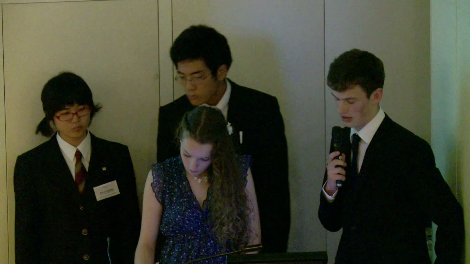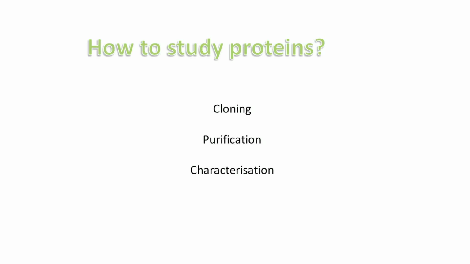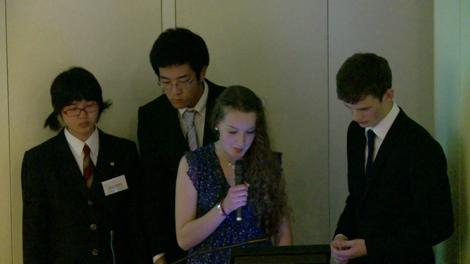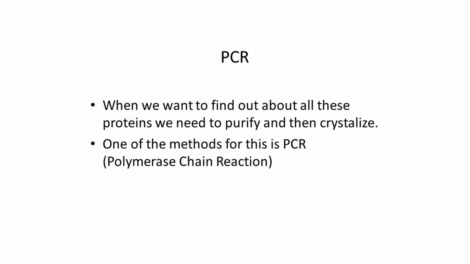This involves what's called PCR, which we're about to talk about in a minute. You then have to purify it, because other proteins will still be made and you don't want them. Then characterization is where you look at it and figure out what it's doing. So when we want to do PCR, we have to find out about the proteins, and then we purify and crystallize. PCR stands for polymerase chain reaction.